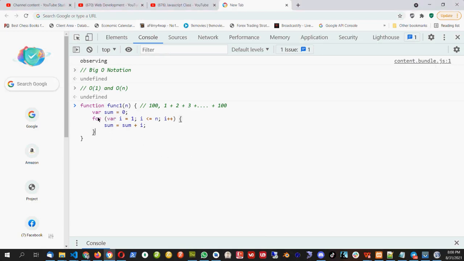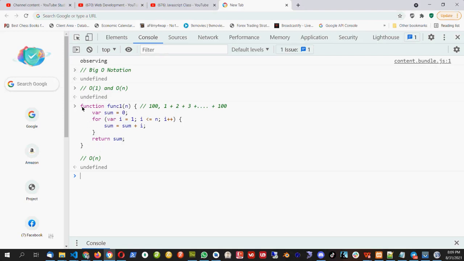So what I did, I created a sum, and then I loop through the numbers from 1 to n, whatever n I pass. Then I say sum equal to sum plus i, and in the end I will return sum. Okay, so this is the function 1. Now let's calculate the operations for this function. So I am looping through n times. I am going from 1 to n, so I am going through n times. So the complexity of this function, big O notation of this function, is O(n).